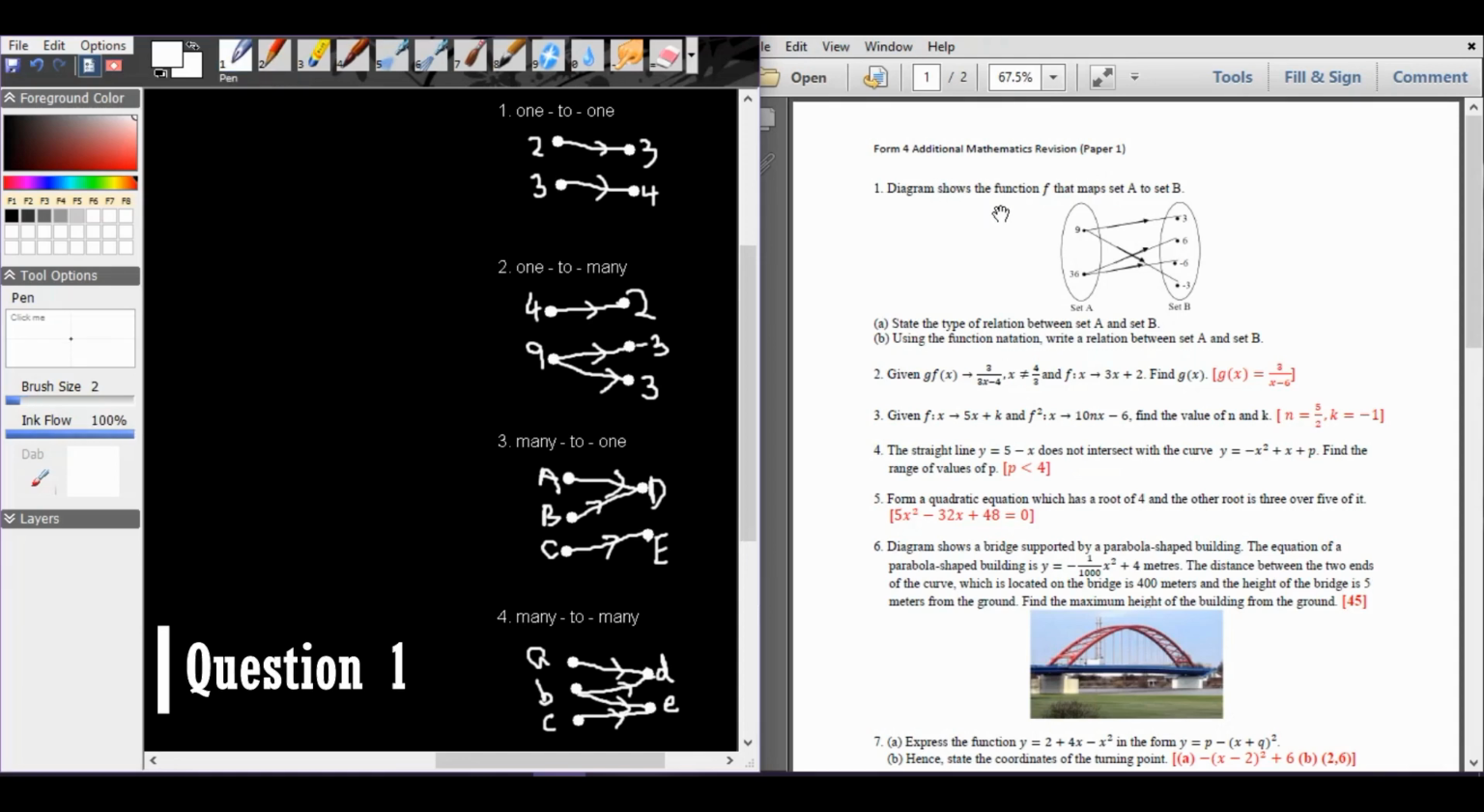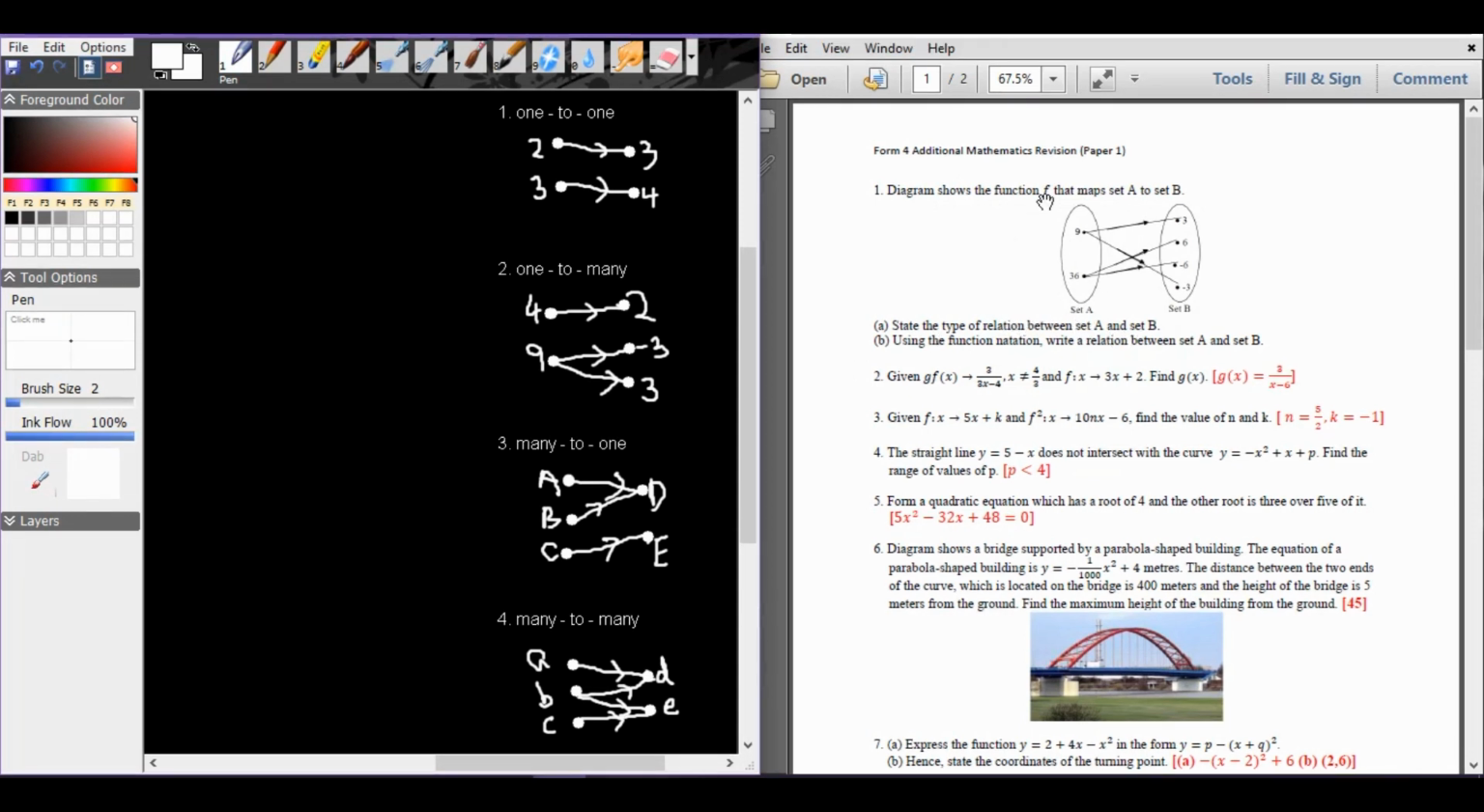Question 1. The diagram shows the function f that maps set A to set B. State the type of relation between set A and set B. So this is Form 4, Chapter 1. For type of relation, we have 4 types of relation. First one is one-to-one. So what is one-to-one relation?